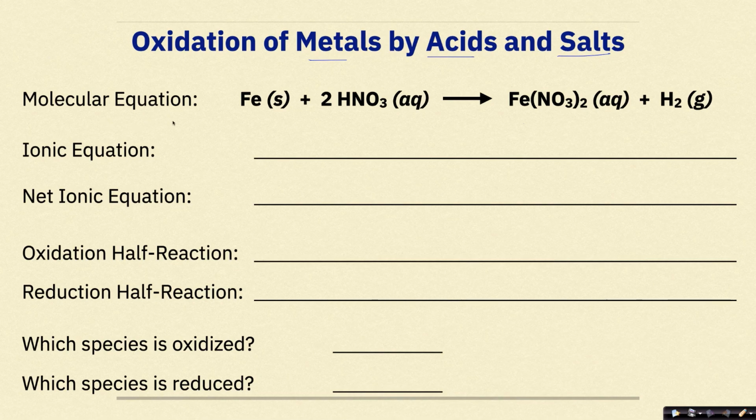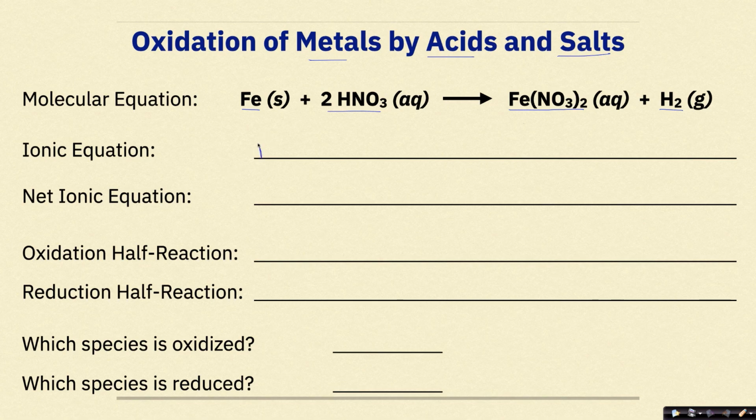Let's start out by looking at our molecular equation. Fe plus 2HNO3 yields FeNO3 and H2, and we can see that it's already balanced. So before we get into assigning oxidation numbers, let's break this down into an ionic equation to see if we can separate out or identify any spectator ions.